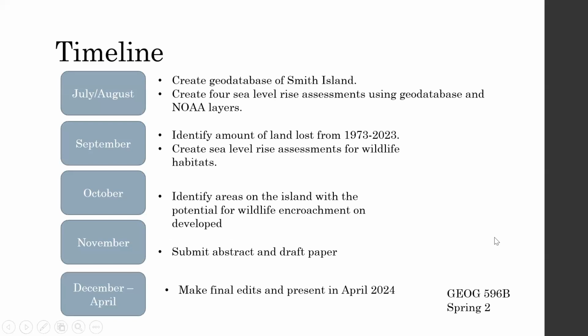Here's my proposed timeline. I'm sure it won't go as planned, but in July and August, I plan to create my database and begin my assessments for the sea level rise on the residents' needs. And then through September and October, focus more on the wildlife portion of that and have my abstract submitted and my draft paper submitted in November, and then make final edits and present by April 2024. Plan to take 596B in the spring 2 semester of next year.